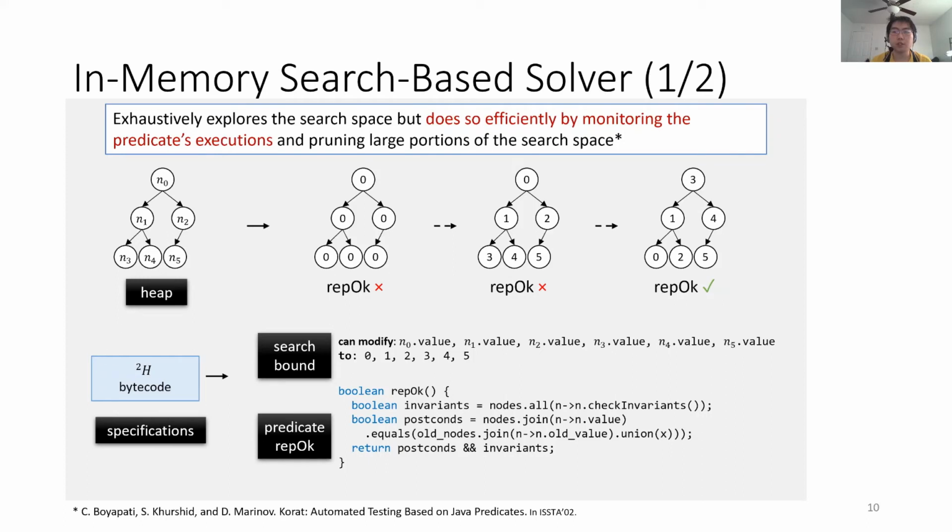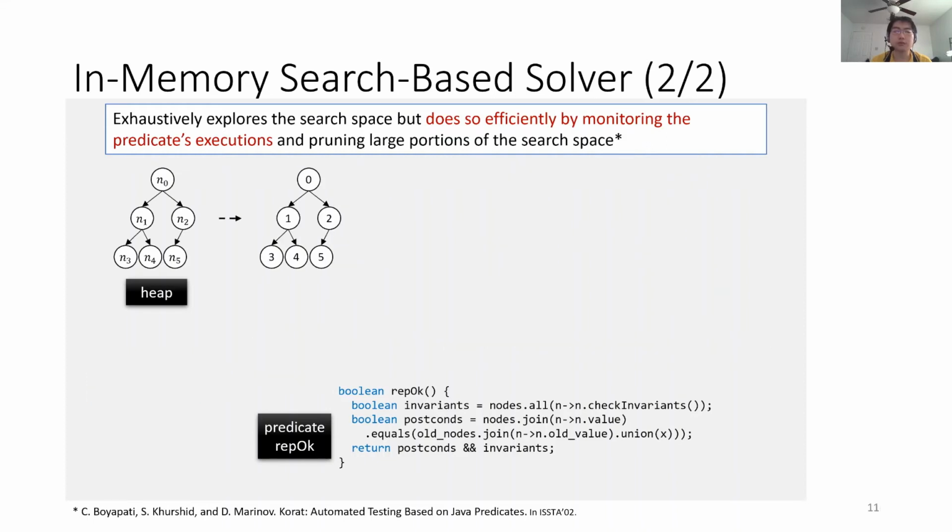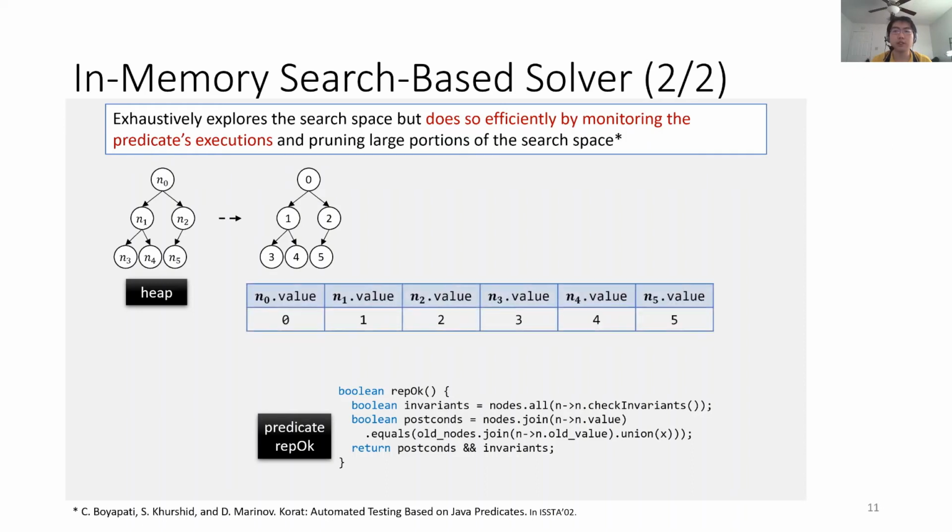The state exploration uses an algorithm that effectively explores the search space by monitoring the predicate's executions. The exact algorithm is described in a prior work, Korat, but I will illustrate here using one state. Suppose we start from this state, and this table lists all the field assignments at this state. During the execution of repOK, we monitor the access to these fields.